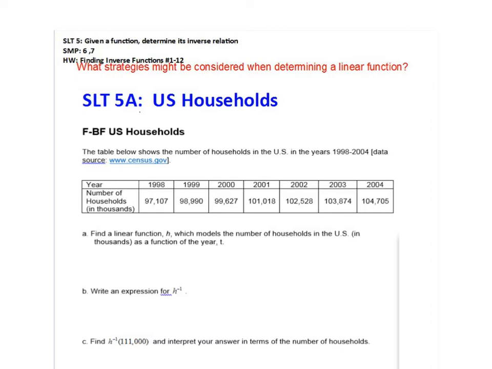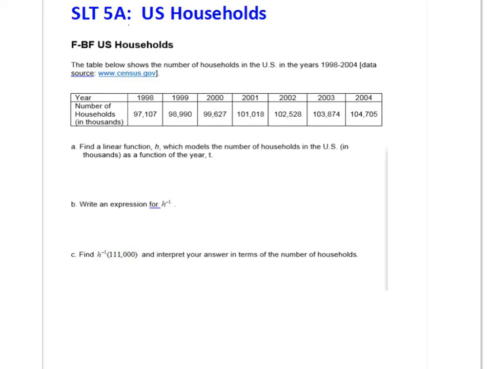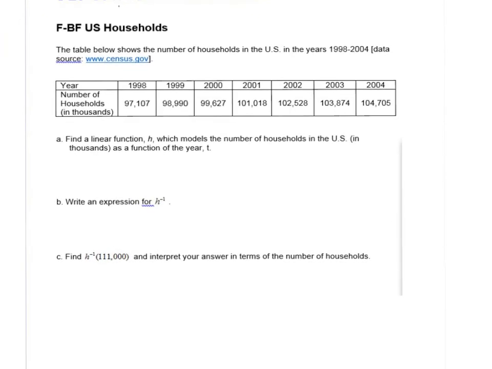And now what we're going to have to do is, it tells us the year and the number of households in the thousands that exist. So what we have to find is a linear function that models the number of households. So just like we did with the Celsius and the Fahrenheit problem, we're going to write a linear equation, y equals mx plus b.